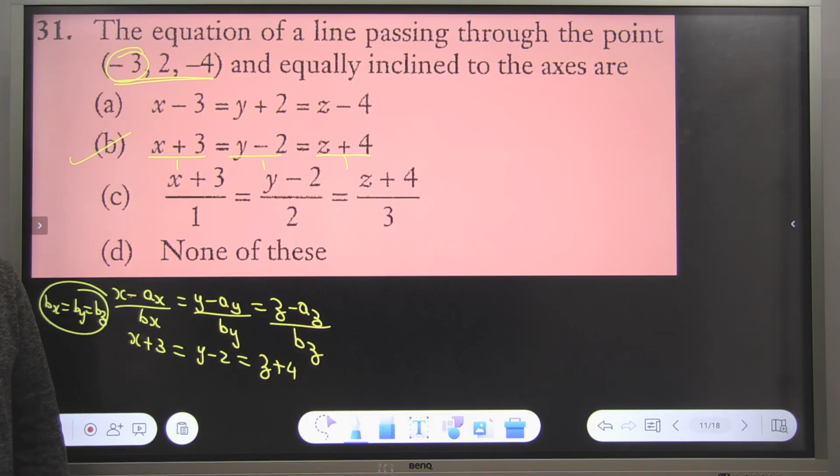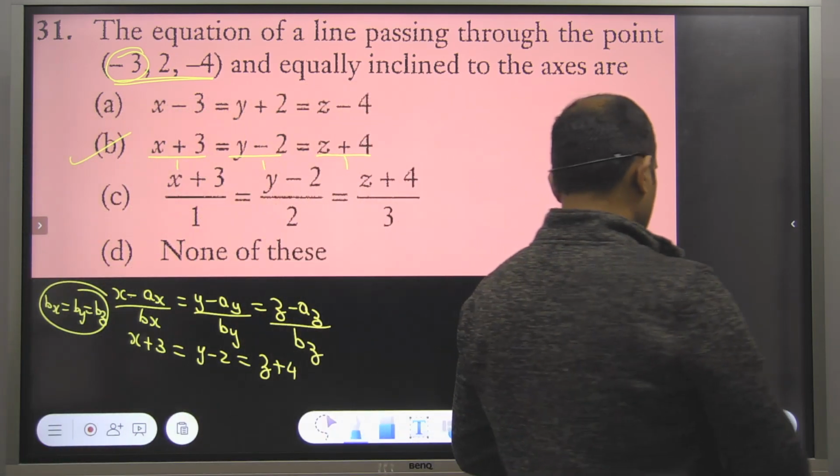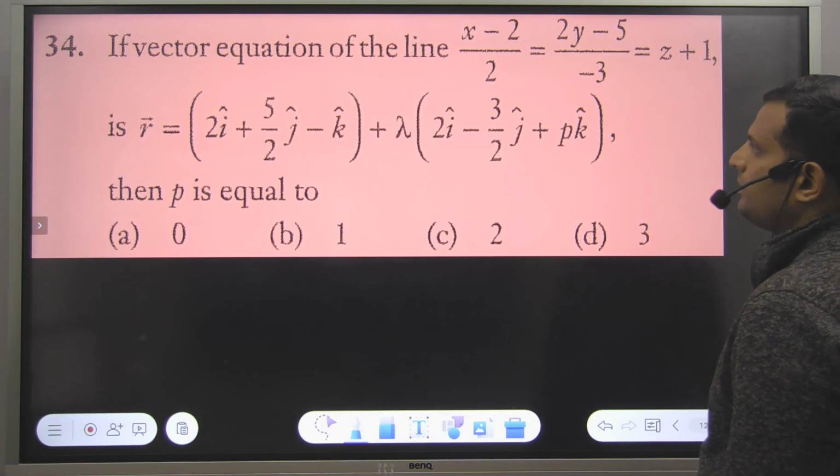So is everyone able to understand which option it is, students? Option B. Very good. Okay, let's move on.